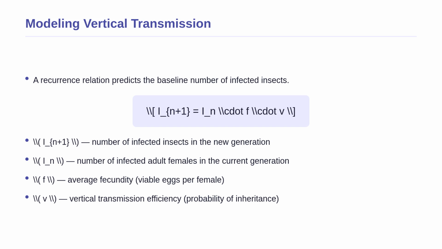I sub n plus 1 represents the number of infected insects that will emerge in the new generation. This is calculated by taking I sub n, which is the number of infected mothers currently present, and multiplying it by F, the average fecundity, or number of eggs laid per female. Finally, we multiply by V, the vertical transmission efficiency. This V is the exact probability that an egg actually inherits the pathogen. If the mother lays fewer eggs, the subsequent infected population shrinks.